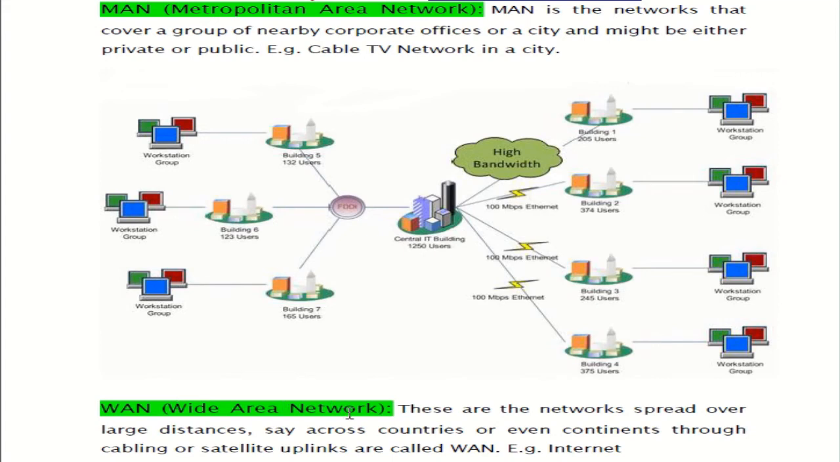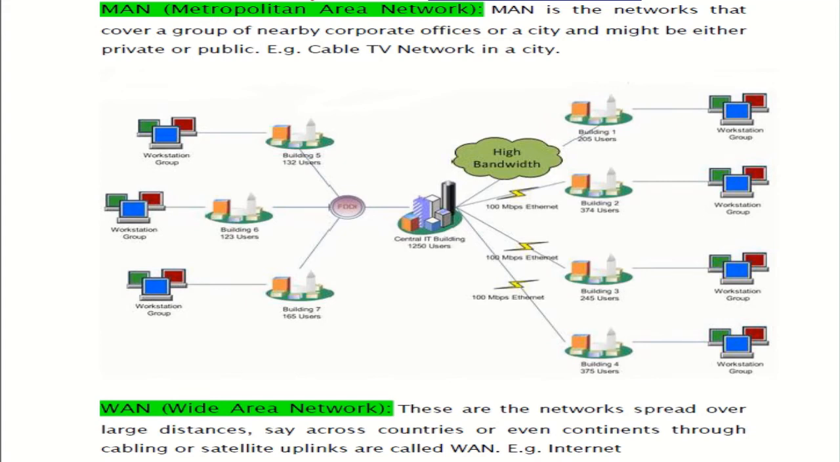Wide area network. These are the networks spread over large distances, say across countries or even continents, through cabling or satellites. The example could be what? The Internet is connected through a worldwide network. Where the connectivity is not in the range of a city, a town, or a state, it has a very high range.